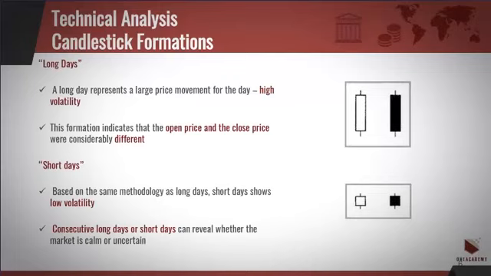Long days. A long day represents a large price movement for the day, high volatility. In other words, the open price and the close price were considerably different. Short days. Based on the same methodology as long days, short days show low volatility, especially when the shadows are small. Sequences of consecutive long days or short days can reveal whether the market is calm or uncertain.